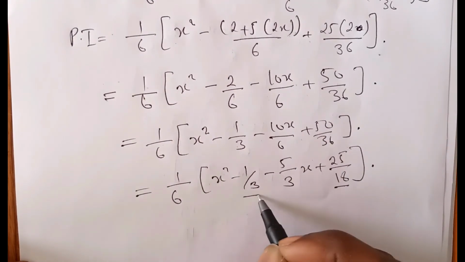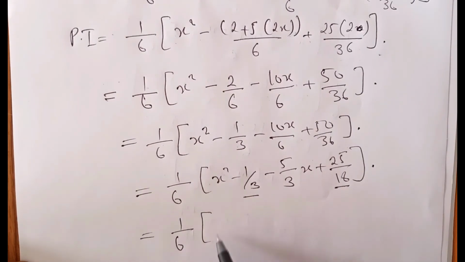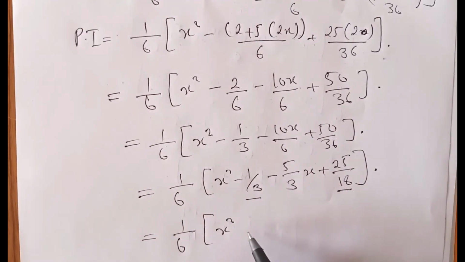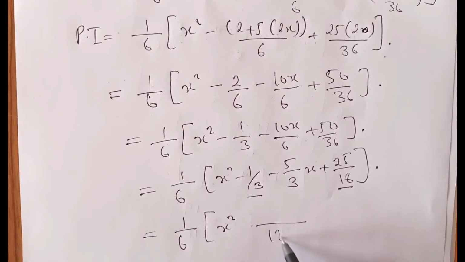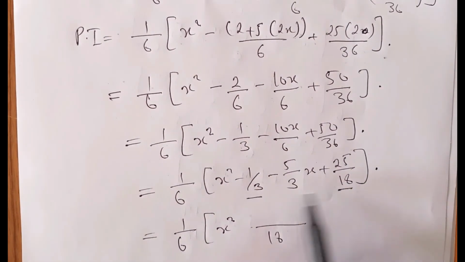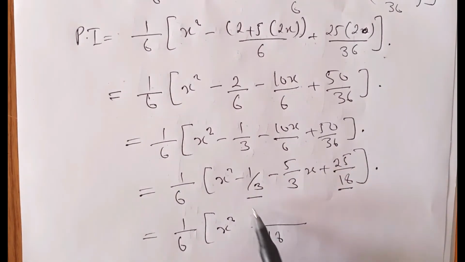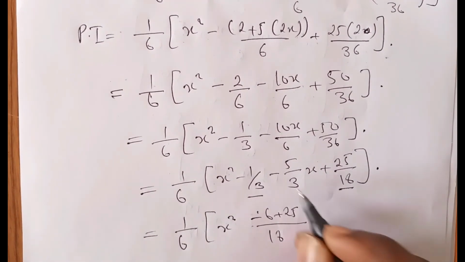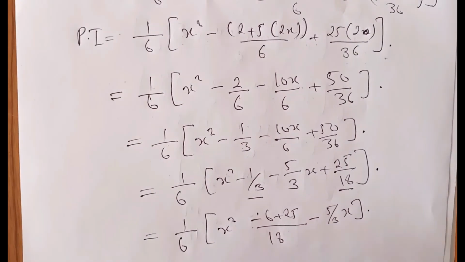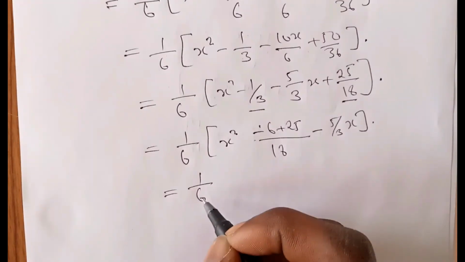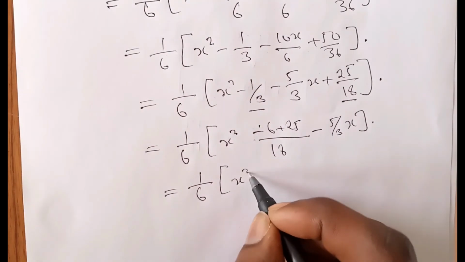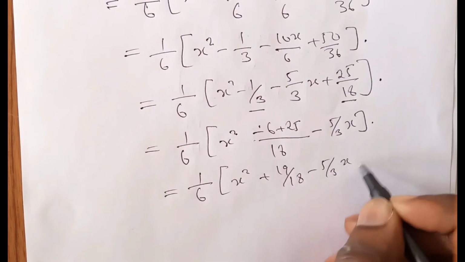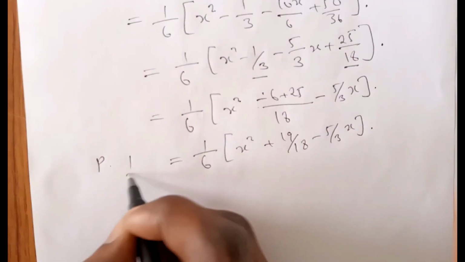So taking the LCM of this and this, the LCM is 18, so we have 1 over 6 x squared minus 6 plus 25 over 18, then minus 5 over 3 of x, and this is 1 over 6 x squared plus 19 over 18 minus 5 over 3 of x, and this is the particular integral.